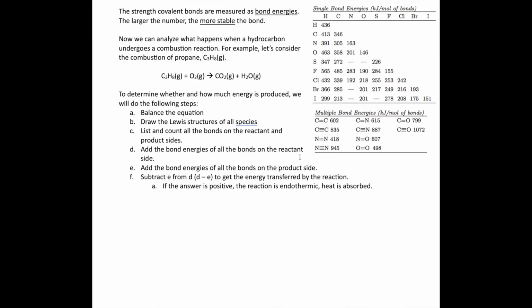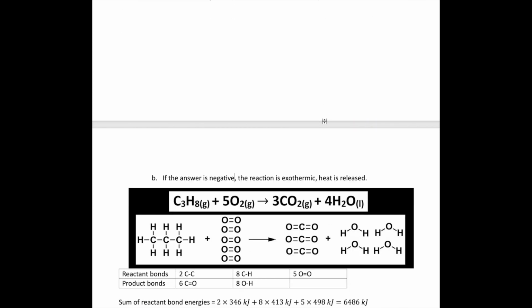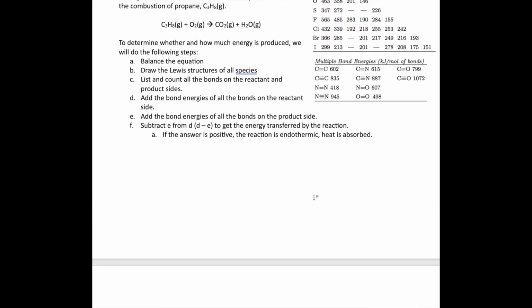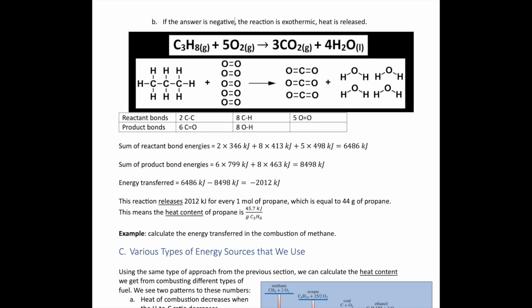What I do then is I look up the numbers for all of those bonds. So carbon-carbon single bond, we have hydrogen-oxygen, right? So you can see here, this is oxygen with hydrogen, so OH single bond, 463. And then we look for the CH single bond, 413. And then we have the carbon-oxygen double bond and oxygen-oxygen double bond. So there you would look down here for oxygen-oxygen and then carbon-oxygen. And then once we total them up, we're going to add for just the reactants alone, and it ends up being 6,486. And then for the products, it ends up being 8,498.